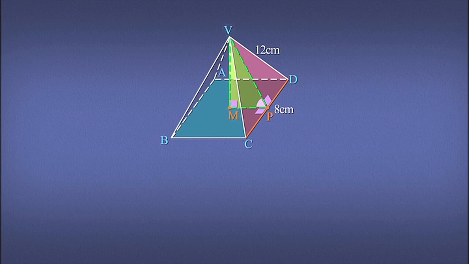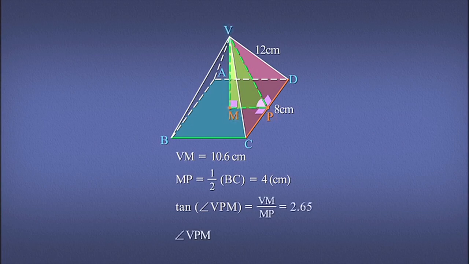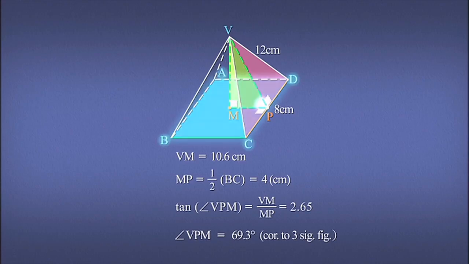Previously, the length of VM was found. It was 10.6 centimeters. MP is half of BC, so the length of MP is 4 centimeters. Applying the tangent function, tangent angle VPM is equal to VM over MP. Angle VPM is equal to 69.3 degrees. The angle between plane VCD and plane ABCD is 69.3 degrees.